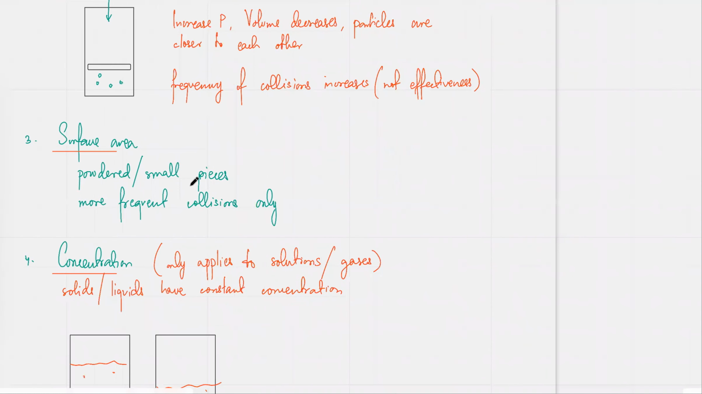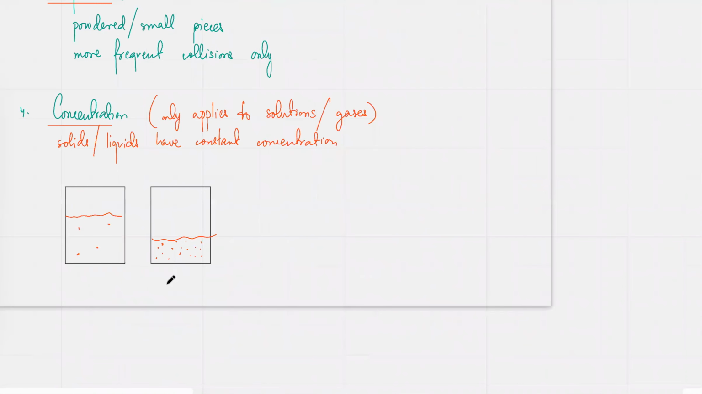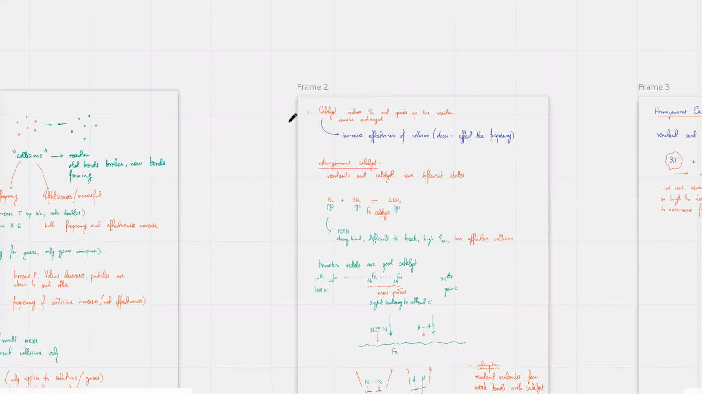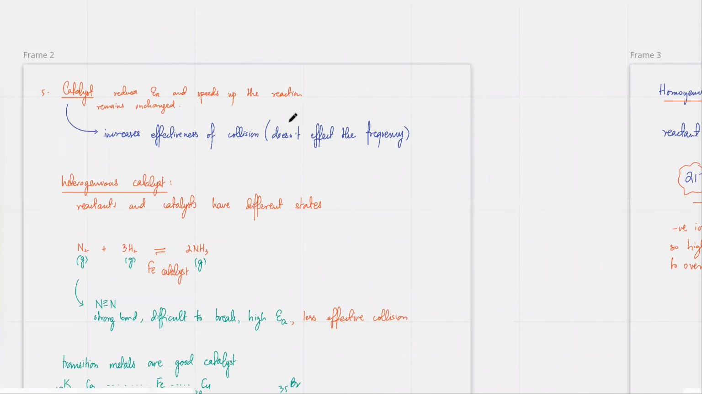Same goes for surface area. You've got more frequent collisions. Concentration as well. When something is more concentrated, the spacing is lesser, and they bump into each other a lot more. So frequency increases. So you get more frequent collisions. Anyways, this is all O levels. We started talking about catalysts. What does a catalyst do?